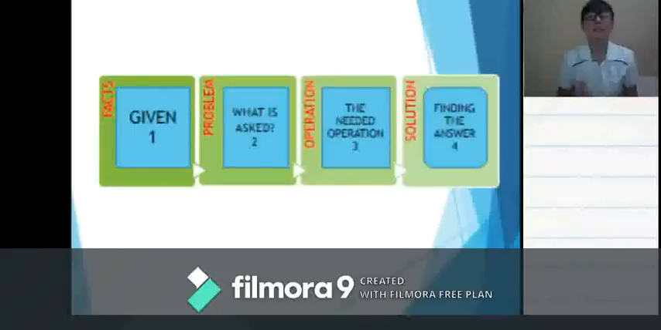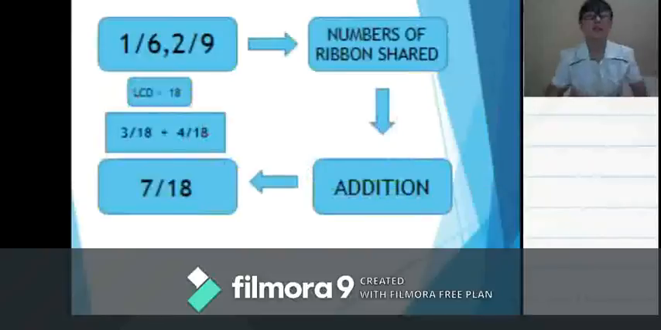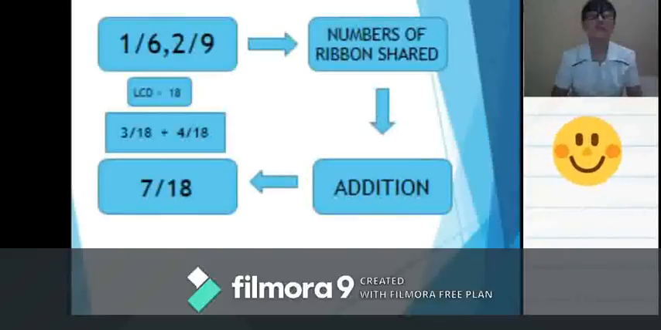So going back to our figure, as you can see in our problem, there is 1/6 and 2/9, right? As you can see in this picture, the denominators of these numbers are different. So you have to look for the LCD. Our LCD before was 18. So you know already how we got this answer. So you have to find the LCD.